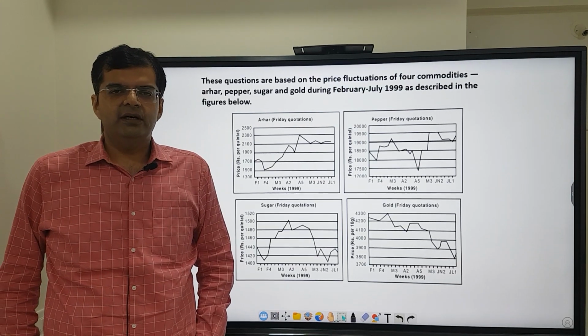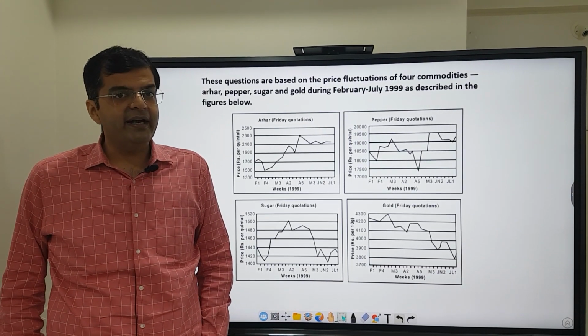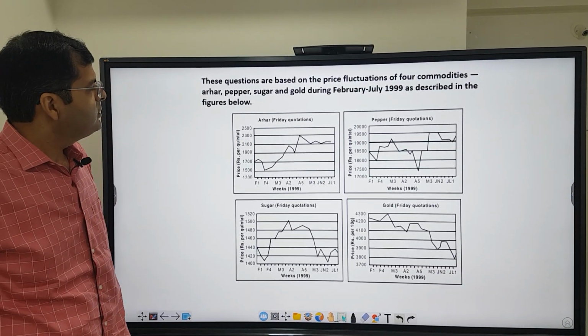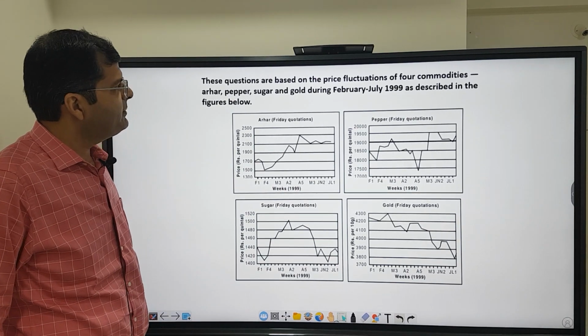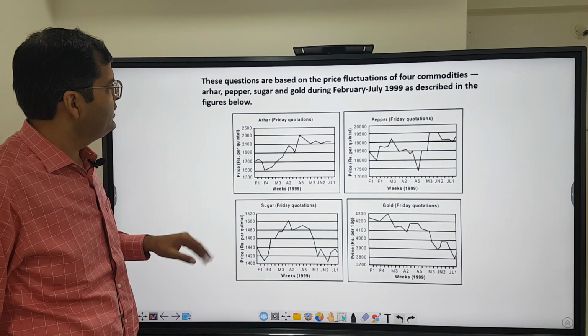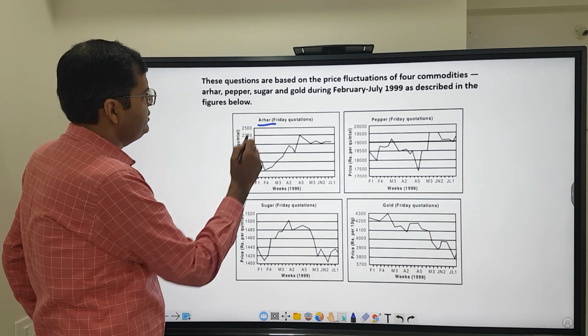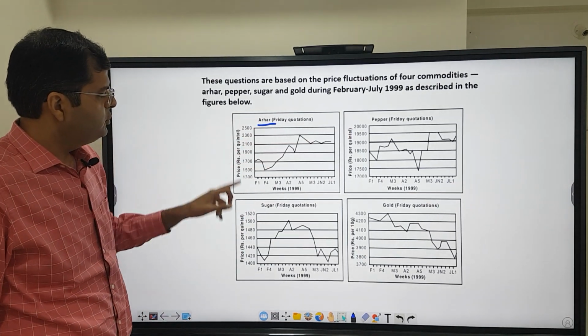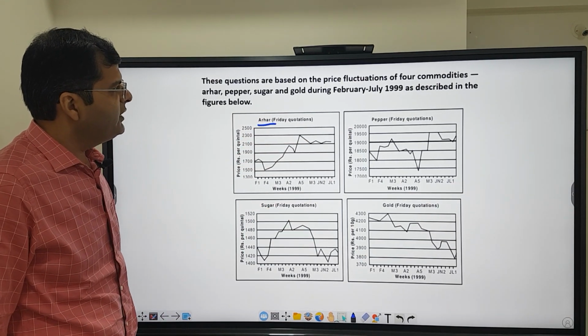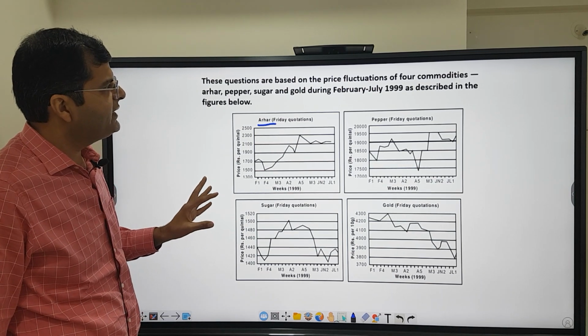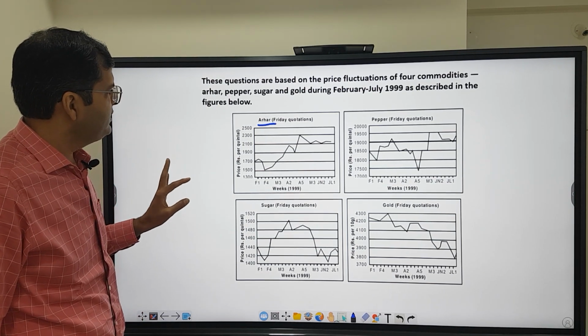So this is the data interpretation question from CAT 1999 paper. The question says, these questions are based on the price fluctuations of 4 commodities: Arhar, pepper, sugar and gold during February-July 1999, as described in the figures below.